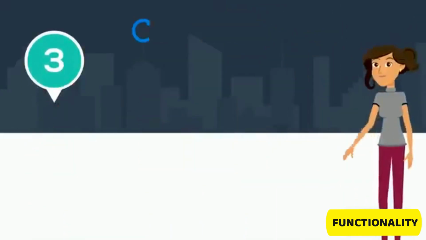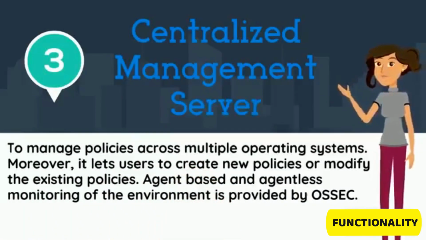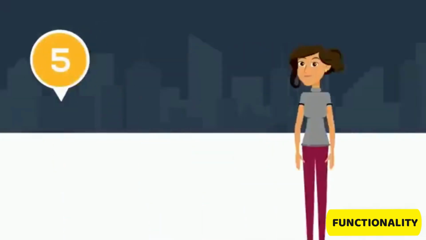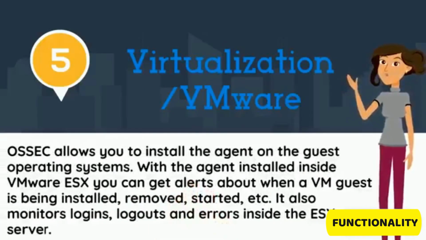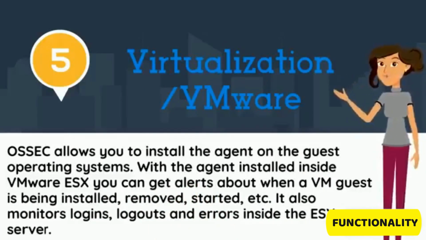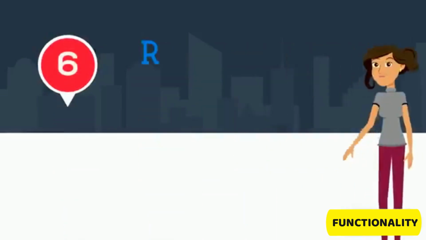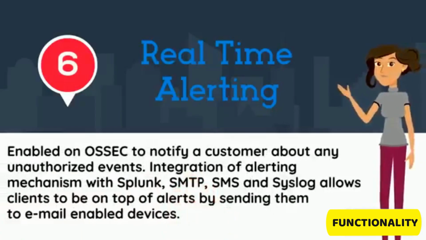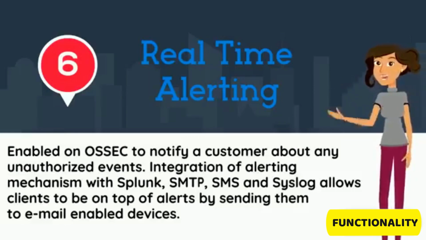Number 3, centralized management server to manage policy across multiple operating systems. Number 5, virtualization or VMware. Ossec allows you to install an agent on the guest operating system to monitor logins, logouts, errors on the server side. Number 6, real-time alerting. Enabled on Ossec to notify a customer about any unauthorized events.